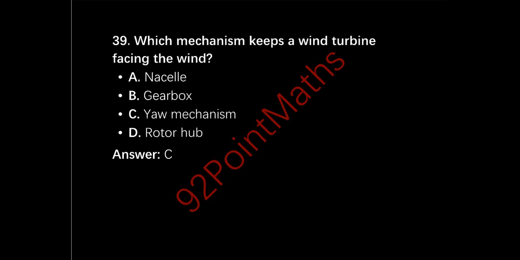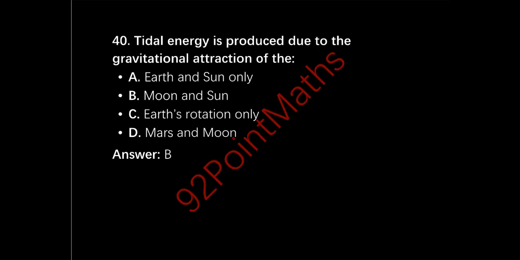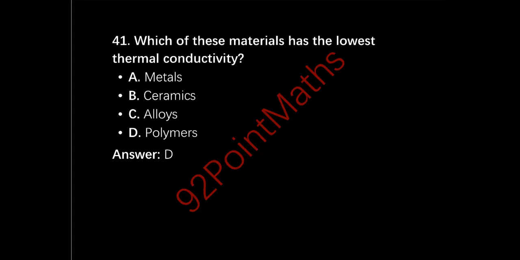Which mechanism keeps a wind turbine facing the wind? Option C, yaw mechanism. Tidal energy is produced due to the gravitational attraction of the dash. Option B, moon and sun. Which of these materials has the lowest thermal conductivity? Option D, polymers.